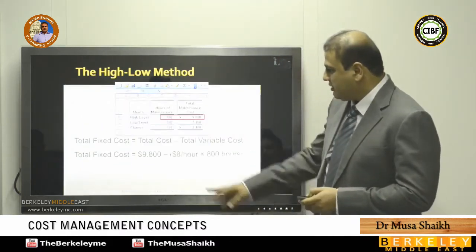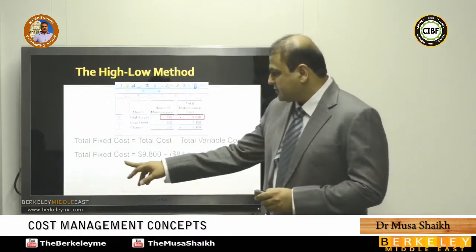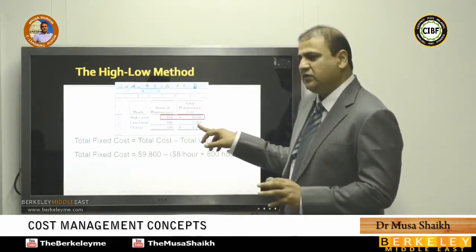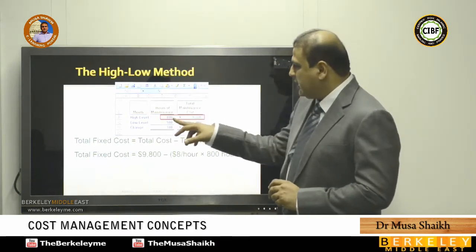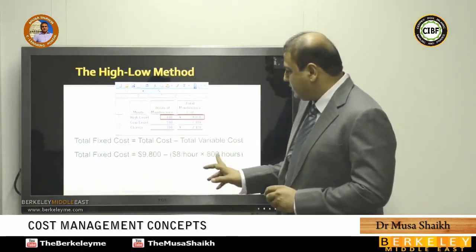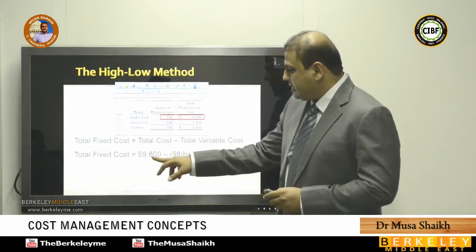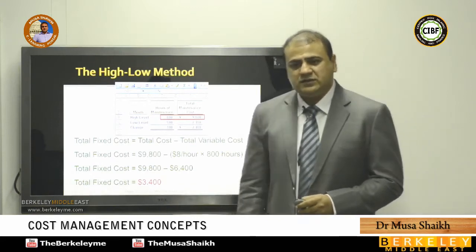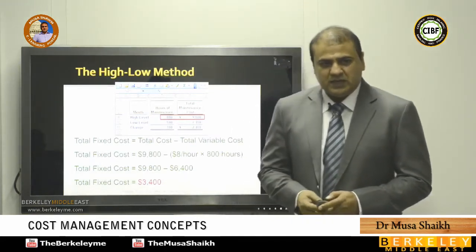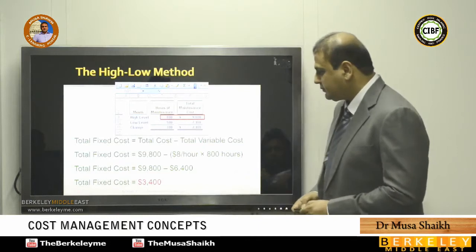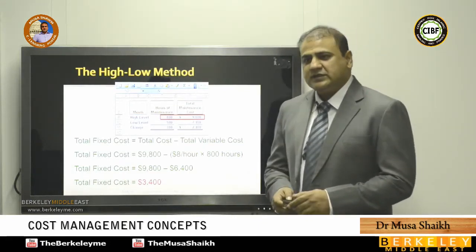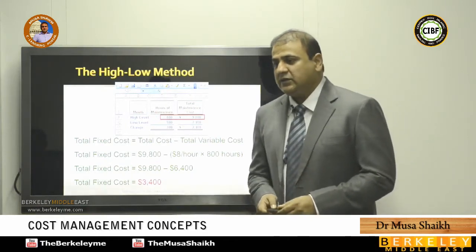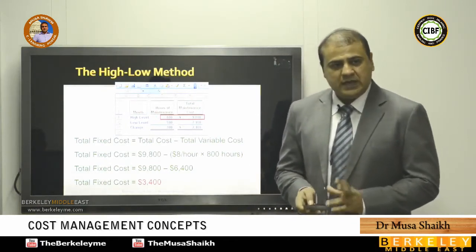So this is how he writes this equation for total fixed cost. He took the highest; you can take the highest or lowest, anything will give you the same answer. He took the highest, 800 into variable cost and minus total cost, you will get your total fixed cost, that is 3,400. This way it goes in a nice way. Got it? So this is a question. There are a couple of questions in our past papers: calculate fixed cost by using the high and low method.